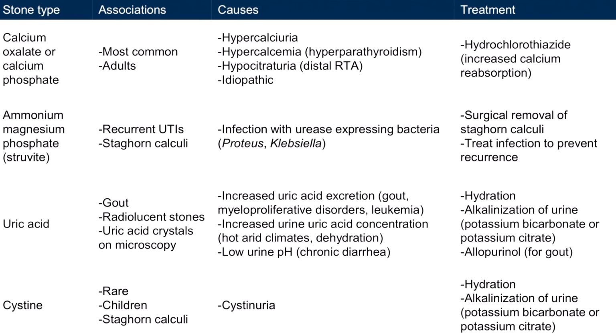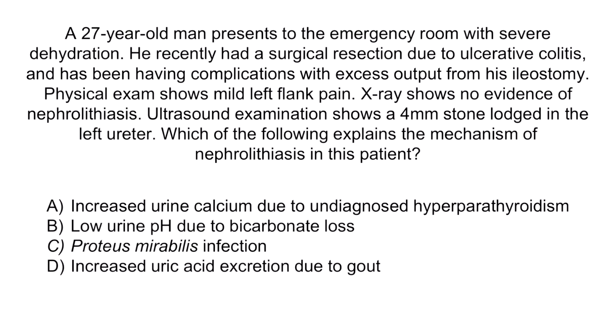Going back to the table, remember that uric acid stones can be caused by low urine pH, again in the setting of chronic diarrhea, or excessive GI output for another reason, such as this patient's ileostomy. A is incorrect because this mechanism best describes calcium stones. While these stones are the most common type of stone that causes nephrolithiasis, this patient's presentation is more consistent with uric acid stones.